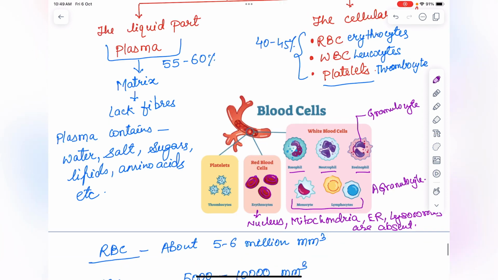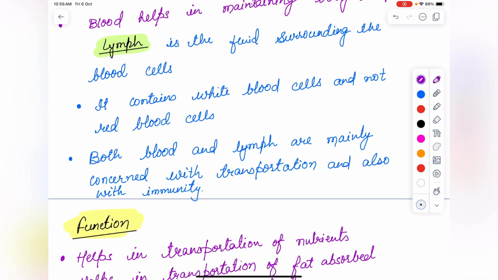Okay, we'll start with the lymph now. Lymph is the fluid surrounded by the body cells. This lymph is actually a filtered blood in which RBC is not present. That's why it is colorless.